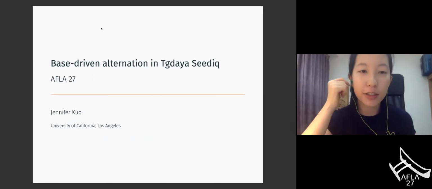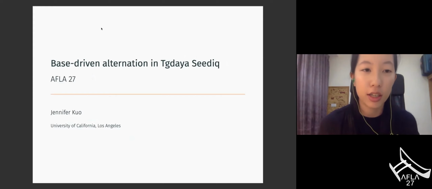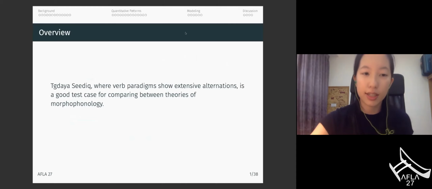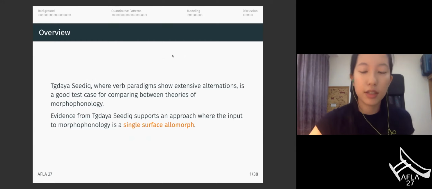I'll be talking about alternations in Seediq and how they can contribute to our understanding of different theories of morphophonology. Tgdaya Seediq is a language where verb paradigms show extensive alternations. This makes it a good test case for comparing between different theories of morphophonology. So today I'm going to be arguing that there's evidence from Seediq which supports an approach where the input to morphophonology is a single surface allomorph.